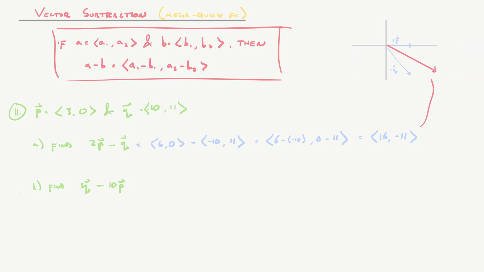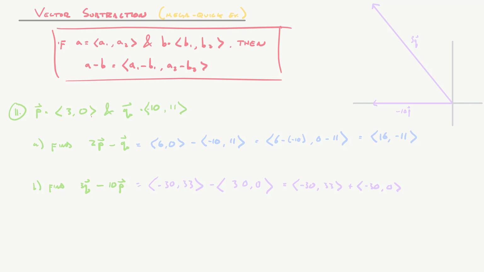Now for the next one, I did something just a little bit different. 3 times vector q minus 10 times vector p. Well, 3 times vector q, that's negative 30 times 33, right? These things get multiplied by 3. And then vector p times 10, right? That's 30 and 0. And what I did here is I actually changed this into the addition of the negative components for 10 times vector p. And I did that so that it visually makes a little bit more sense. Here is actually negative 10 times vector p.